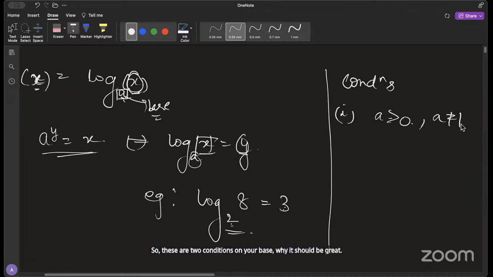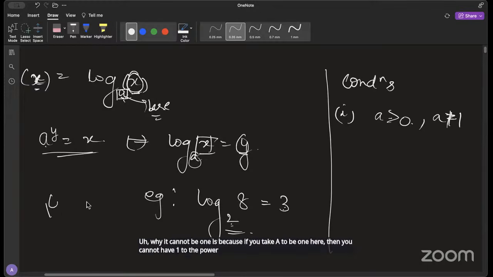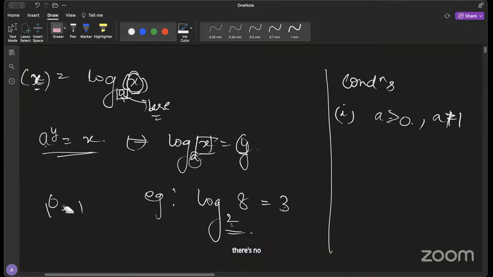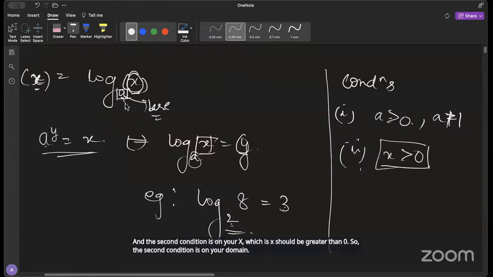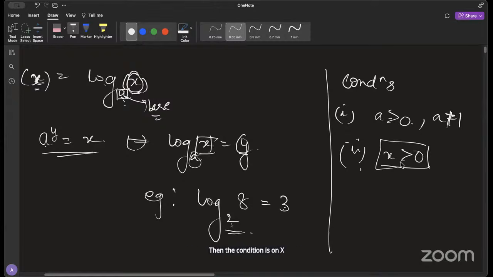Why it cannot be 1 is because if you take a to be 1 here, then 1 to the power anything is always 1. That's why there's no point of having that here. And the second condition is on your x, which should be greater than 0. This is the condition on the domain of this function. If log base a of x is a function, then the condition is on x. That means this decides the domain of the function. The condition on the argument x defines your function's domain. So x should be greater than 0.